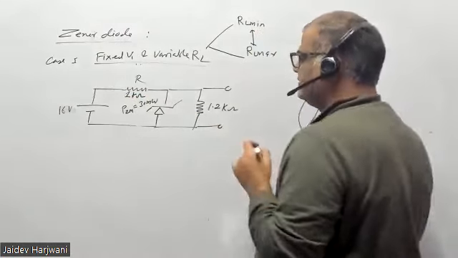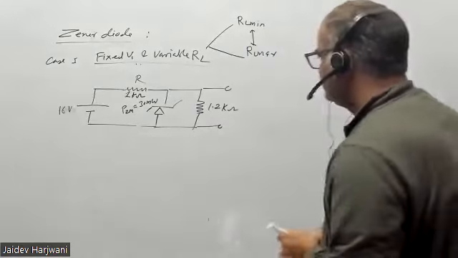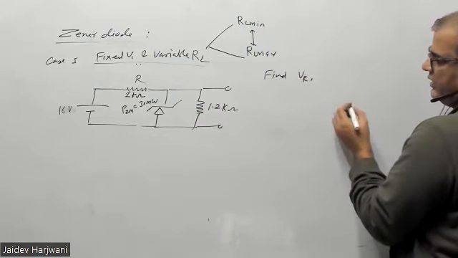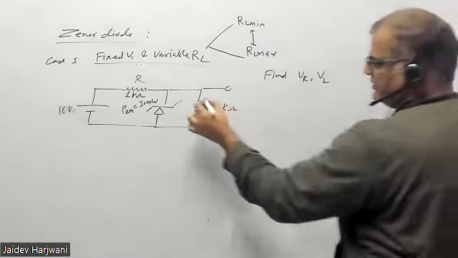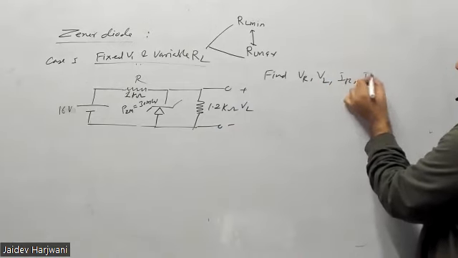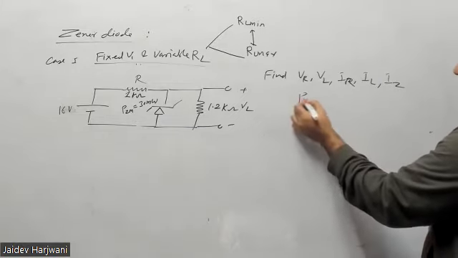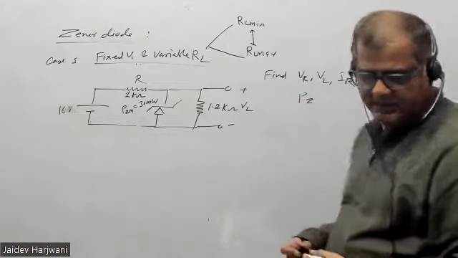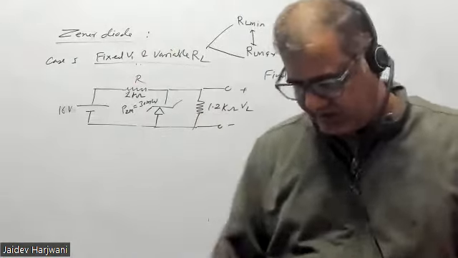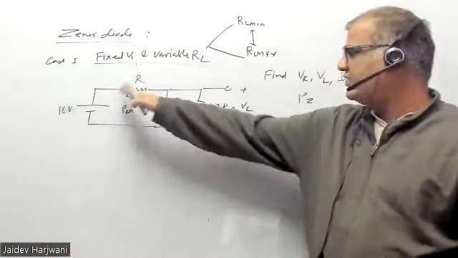Now tell me whether this Zener is on or off. So find in this circuit VR, VL, IR, IL, IZ and PZ. Find these out in this circuit. First you practice on only this circuit, then we'll change the different quantities. First you have to master this aspect. This is fixed, this is variable.